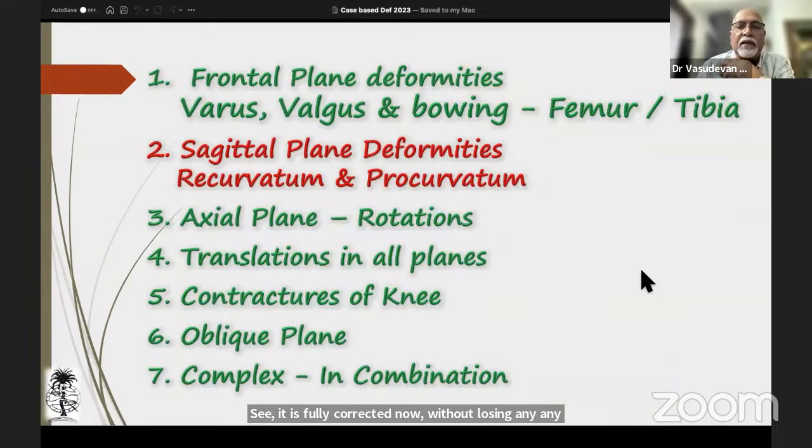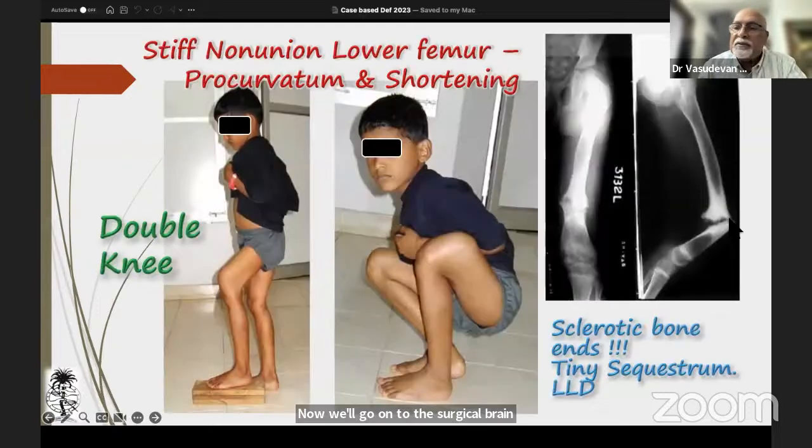Now we'll go on to the sagittal plane deformities. This is a stiff knee with sclerotic bone ends. It looks like two knee joints and there's 6 centimeters of limb length disparity. All sclerotic bones are not bad bones, except you can see a small tiny sequestrum. But when there is no soft tissue problem, the patient is happy, and no discharging sinus, I'm not going to bother about this tiny sequestrum. So for limb length disparity, I can use this as a corticotomy at a lower space. So no plan for opening.